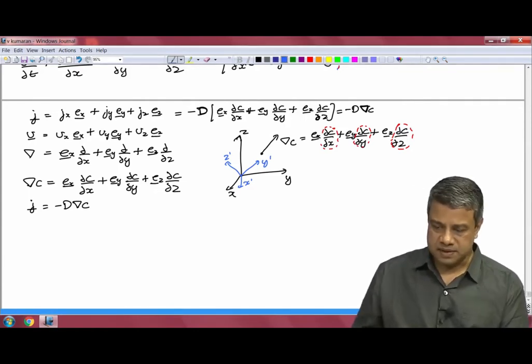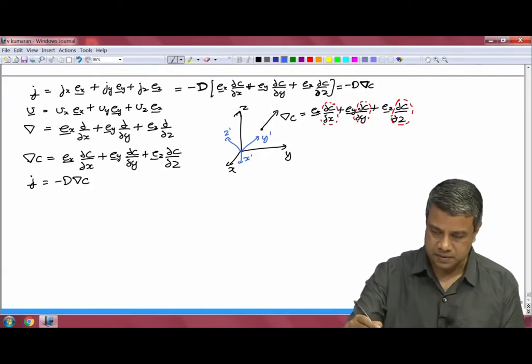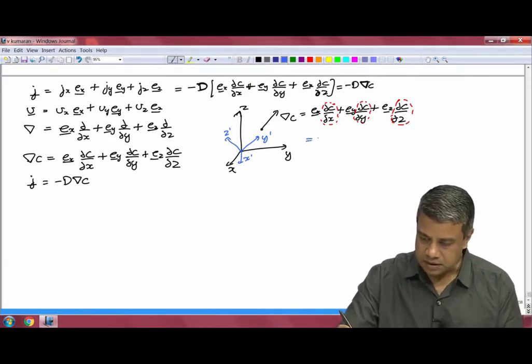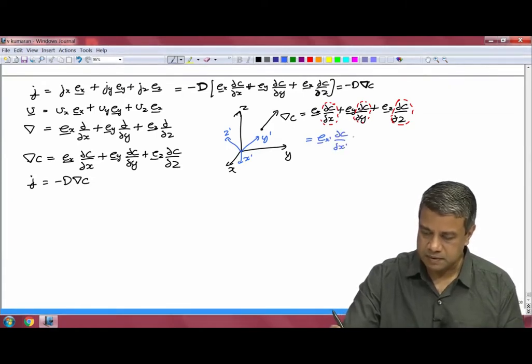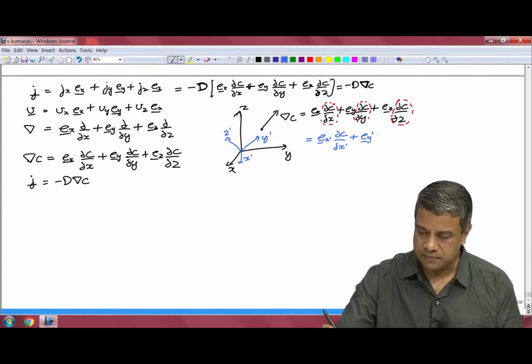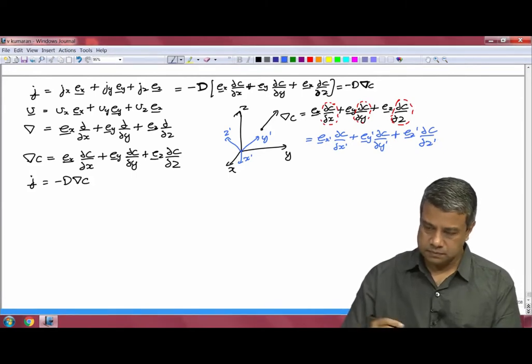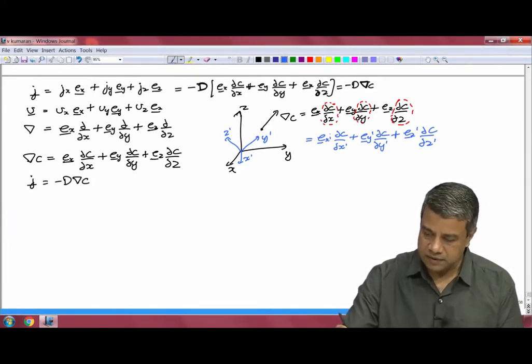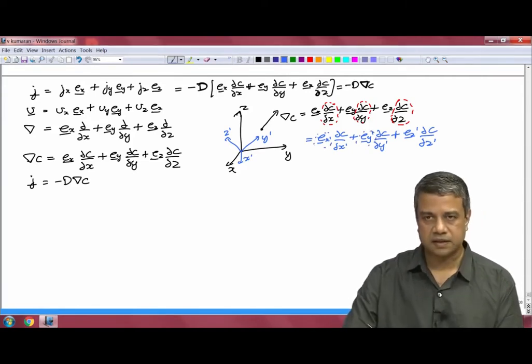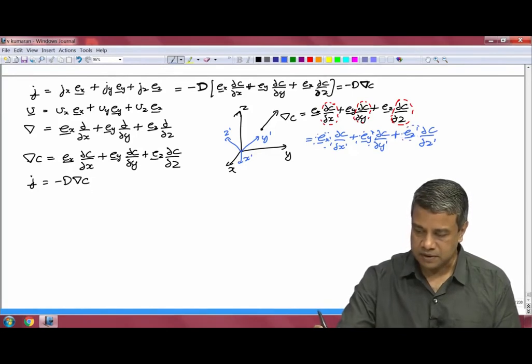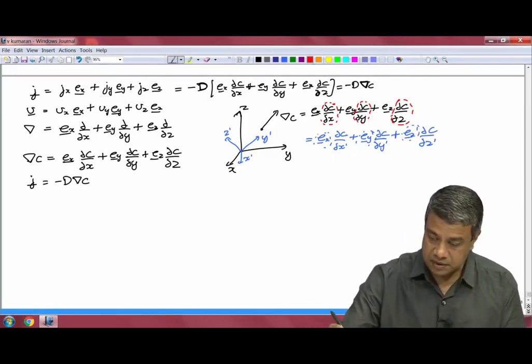Rotate this coordinate system, say, by some angle, in 3-dimensional space. Then this would be E x prime partial c by partial x prime plus E y prime partial c by partial y prime plus E z prime partial c by partial z prime. Now, the 3 unit vectors are different. They are not the same as the unit vectors Ex, Ey and Ez that I had earlier, because now I have a rotated coordinate system. The components are also different.